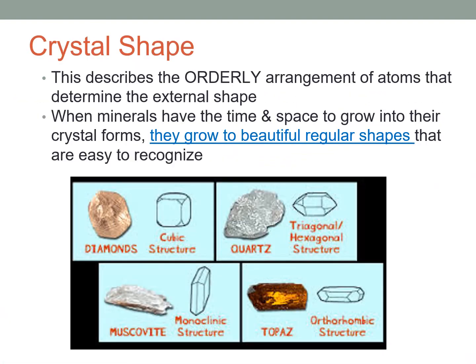We talked about one of the characteristics being its definite chemical composition and its crystalline shape. This describes the orderly arrangement of atoms that determines the external shape. So it's all those things inside one of the minerals that when we put it all together, it makes the shape. When minerals have time and space to grow in their crystal forms, they grow into beautiful, regular shapes that are easily recognizable. So topaz, you can see, has a definite shape.